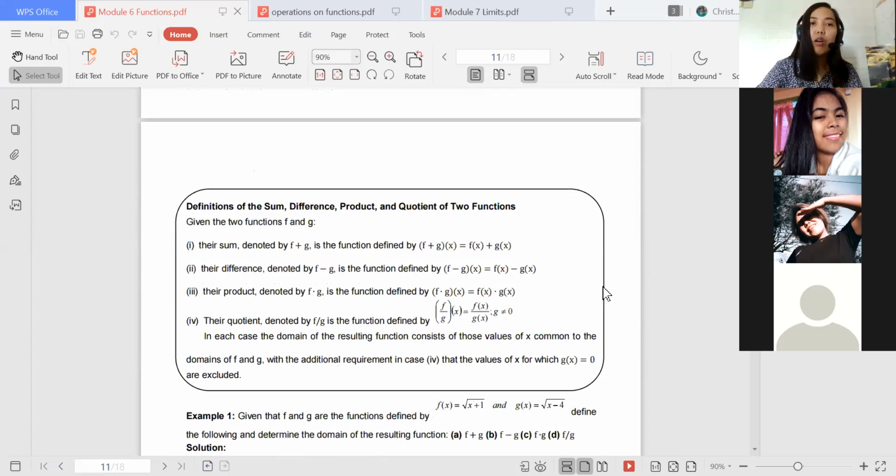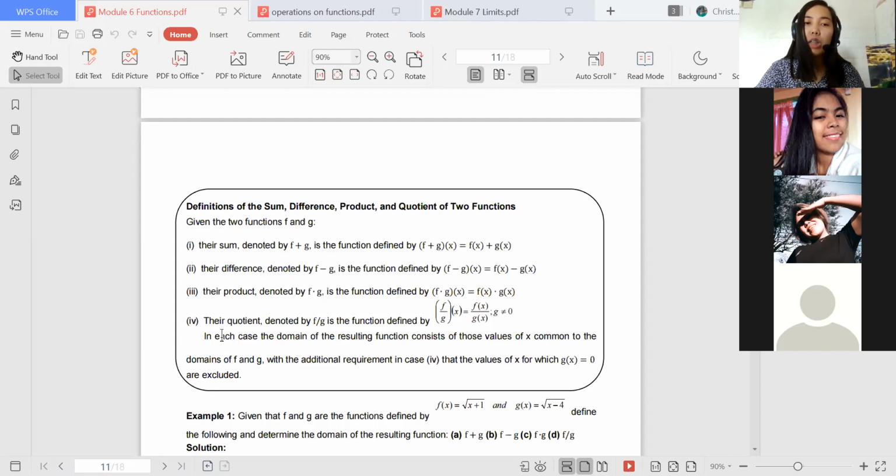So the definitions of the sum, difference, product, and quotient of two functions. Given the two functions f and g, their sum denoted by f plus g is the function defined by f plus g of x means f of x plus g of x. Their difference denoted by f minus g is the function defined by f minus g of x means f of x minus g of x. Their product denoted by f times g is the function defined by f times g of x means f of x times g of x.